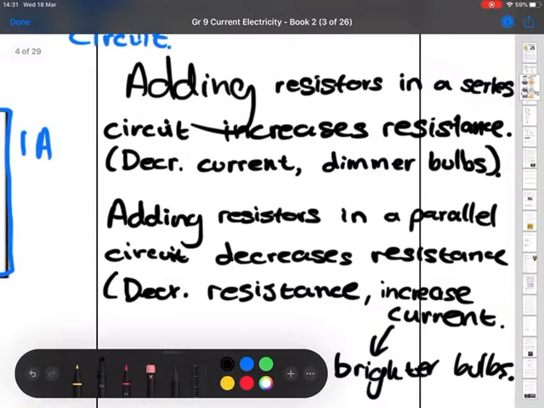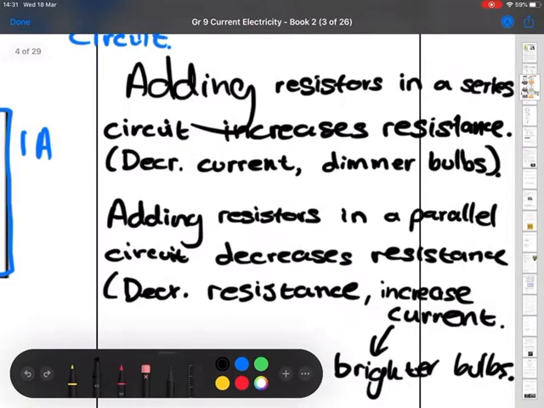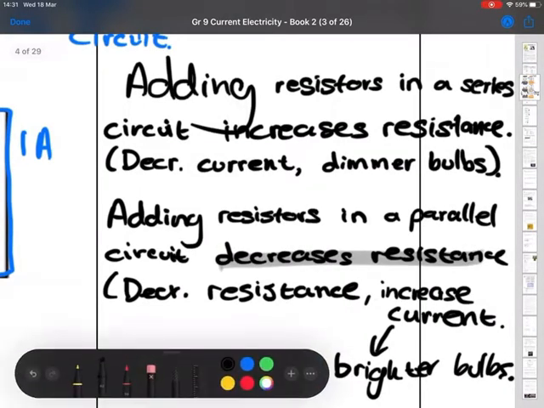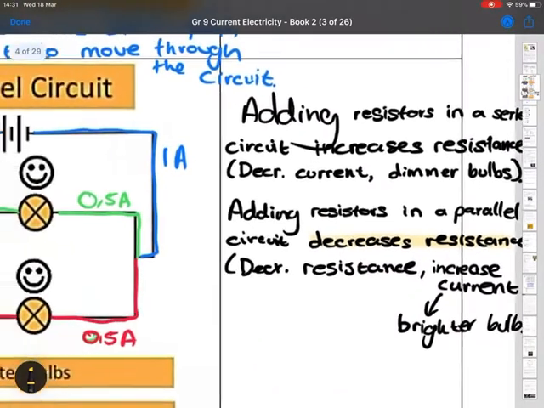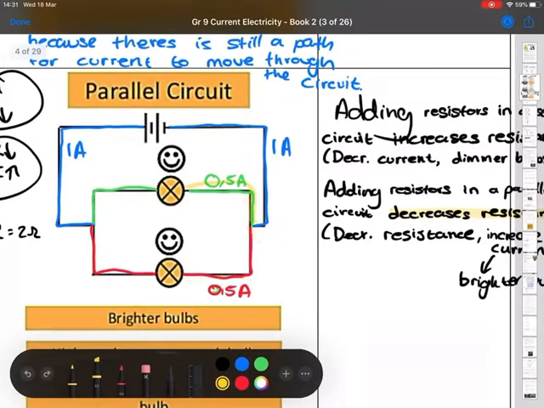And I just want to talk again about the reason why adding resistors in a parallel circuit decreases resistance. Sorry guys, I'm trying to get yellow. Okay, adding resistors in a parallel circuit decreases resistance because there is more than one path for the current to take if you're adding more and more resistors in parallel.